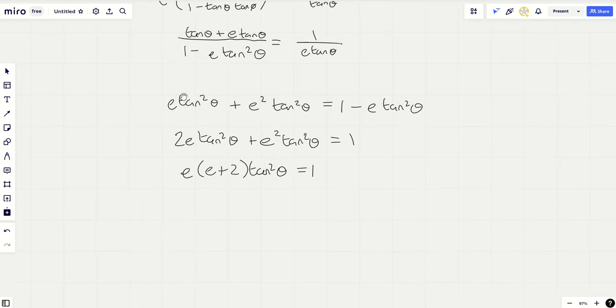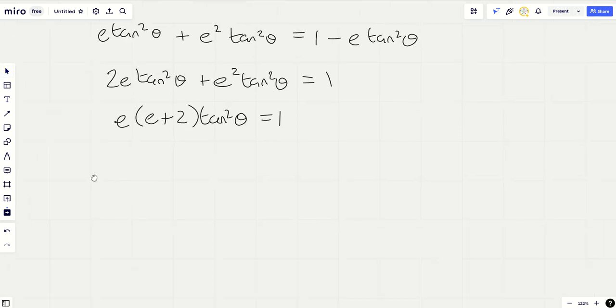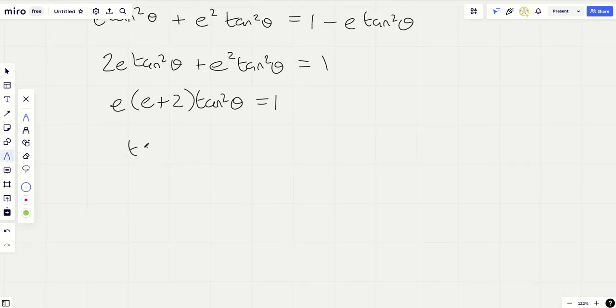For part B, all I did was I noted that tan theta is 1 over root e plus 2. So I'm getting a bit distracted by my daughter.